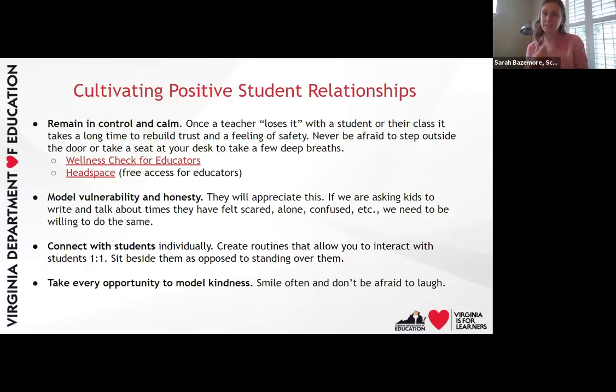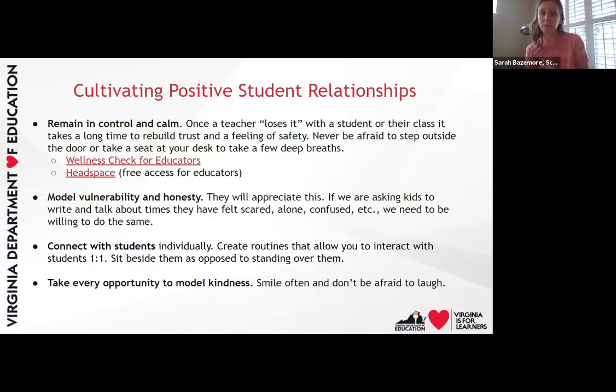And the best way to do that is to take care of yourself as an educator, recognize your stress level, recognize your emotional needs, and take active steps to make sure that you're staying regulated. These wellness checks for educators are a great resource, as well as Headspace. As an educator, you can access the Headspace app for free, and it has some great resources for your classroom as well.